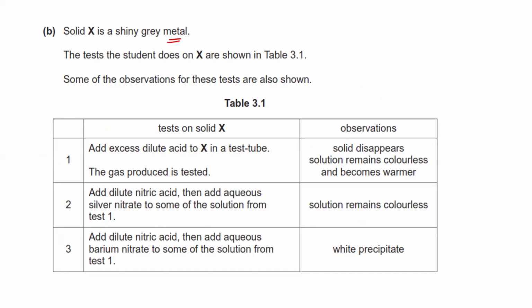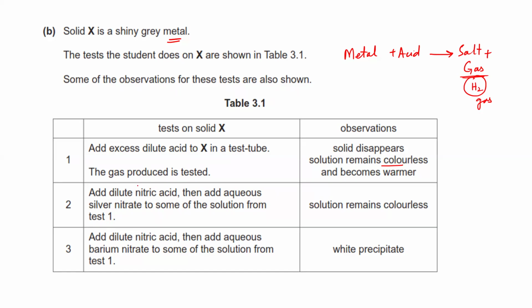In table 3.1, some of the observations for these tests are also shown. Okay. So it says add dilute acid to X in a test tube. A gas is produced. The gas produced is tested. It says the solid disappears, solution remains colorless and becomes warmer. So remember, if a metal plus acid, so there will be some salt plus gas, and gas is generally H2, hydrogen gas.